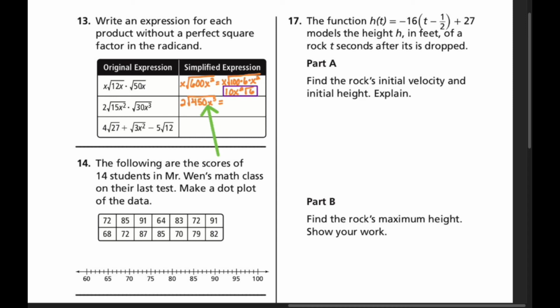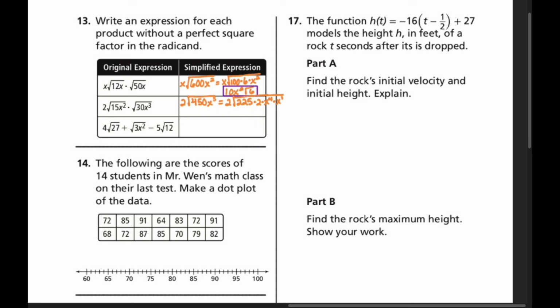And then for the 450, you have to figure out what perfect square would go into that. 225 is actually the biggest perfect square. If you thought of 9, you weren't wrong. It's just not the biggest perfect square. So you want to use the biggest perfect square you can. If you did 9 times 50, 50 has a perfect square and so does 9. So all you do is take the 25 and the 9 and multiply them, and you'll end up getting your 225, the biggest perfect square.